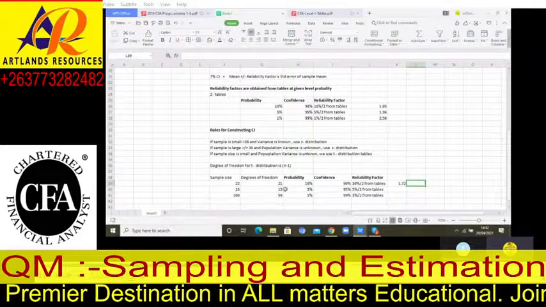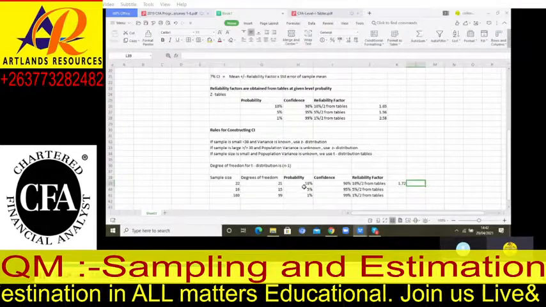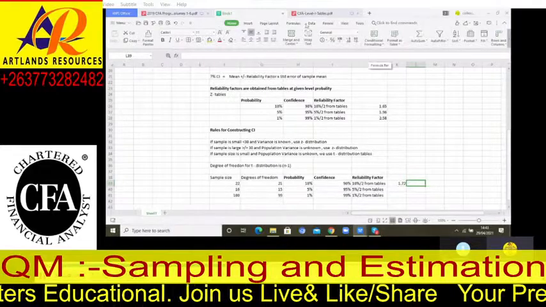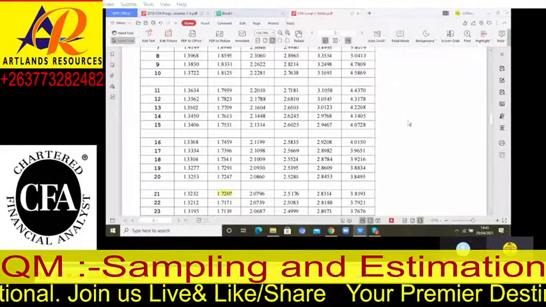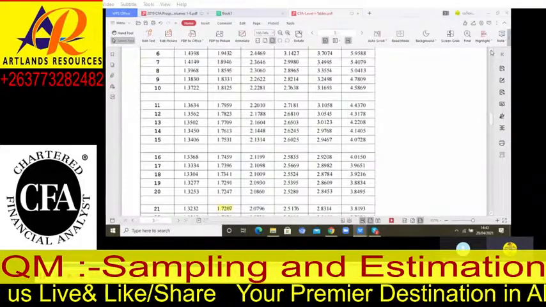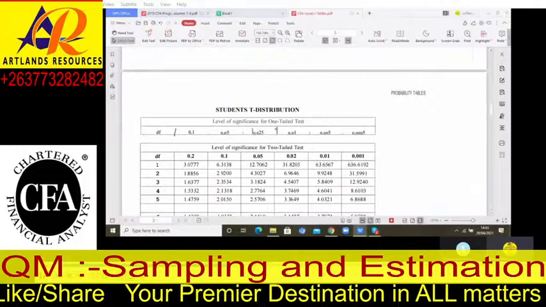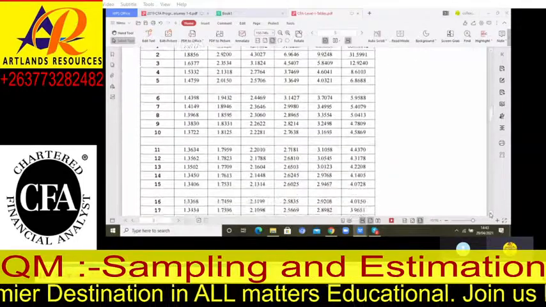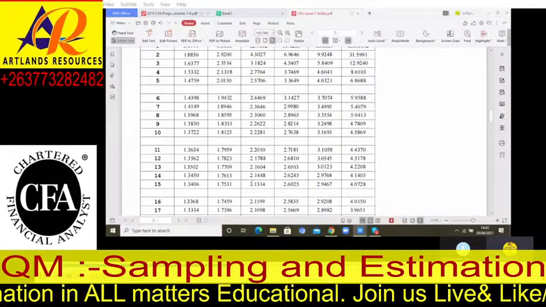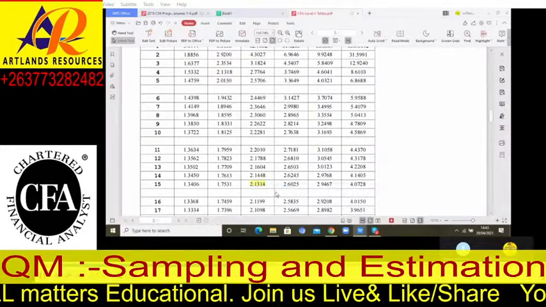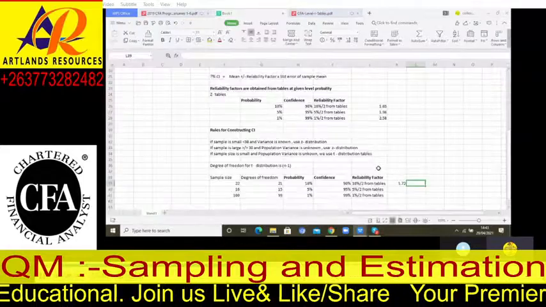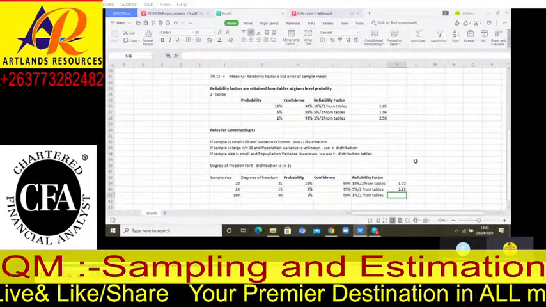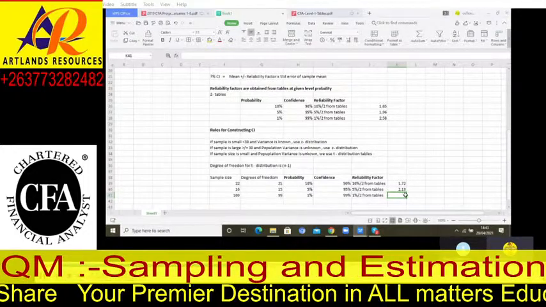Then if you want 15 degrees of freedom, probability was 5, so alpha over 2 becomes 2.5, meaning 0.025. You come to 15, and your probability at the top is 0.025, which is this one. And 15 on your left under the third column here. So you get 2.13 as your reliability factor here. Notice here it was 1.96, now it's 2.13.